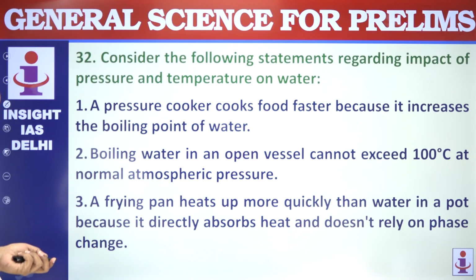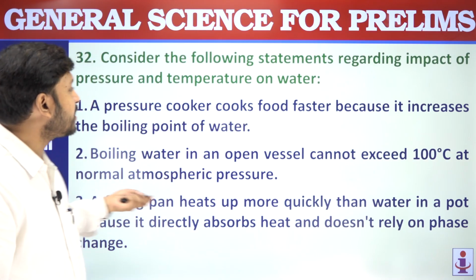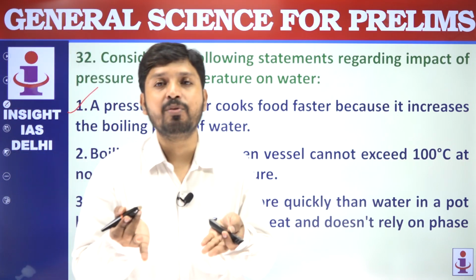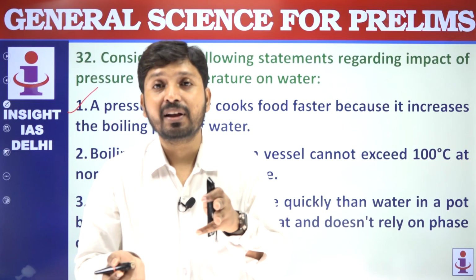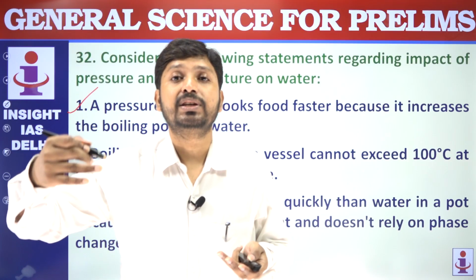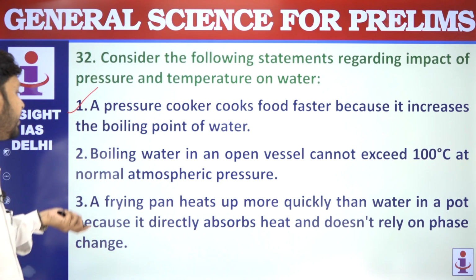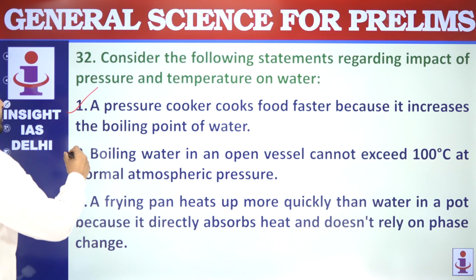Consider the following statement regarding the impact of pressure and temperature on water. This is also a very simple question. A pressure cooker cooks food fast because it increases the boiling point of water. In normal cases, if I want to boil any water, it cannot increase beyond 100 degrees temperature. But under pressure, I can increase the temperature of the water, that is, I can increase the boiling point of the water. This is what they have given. And boiling water in an open vessel cannot exceed the boiling point at normal atmospheric pressure.